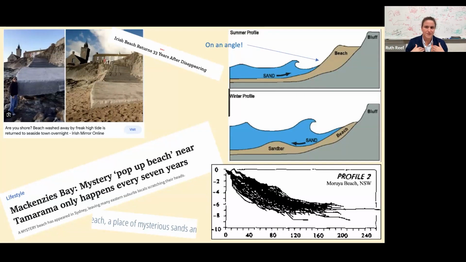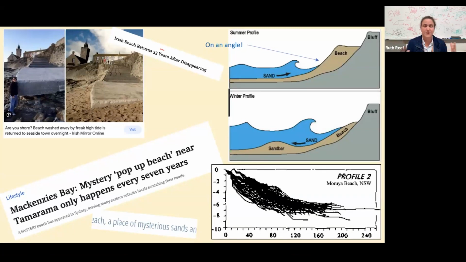Sand also moves from the beach to the deep water and back, okay? And the time scale of that can be really quick. So this is a freak high tide in Ireland, took the beach away, and the next day it was back. So this sand isn't disappearing, it's just sitting in the deeper water. And when conditions are right, it comes back. There's a mystery pop-up beach in Tamarama. I mean, those of you who are in Sydney can check it out. Every 7 years, there's a beach there, and then it disappears.